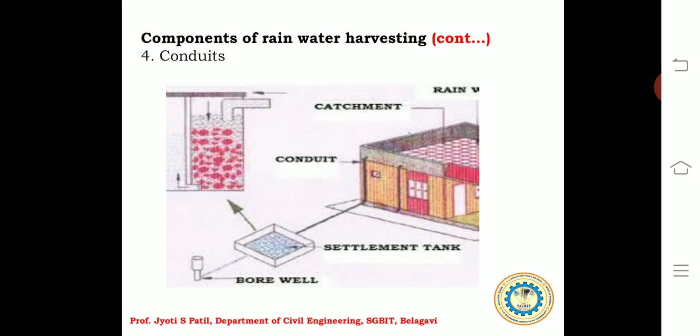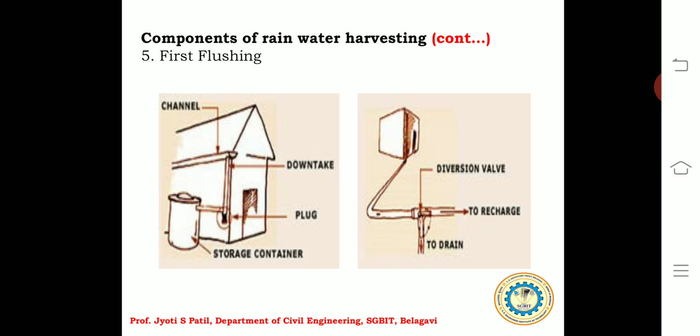This is about conduits. First flushing. A first flush device is a valve that ensures that runoff from the first spell of rain is flushed out and does not enter the system directly. This needs to be done since the first spell of rain carries a relatively larger amount of pollutants from the air and catchment surface. For that purpose, you can see the channel there.